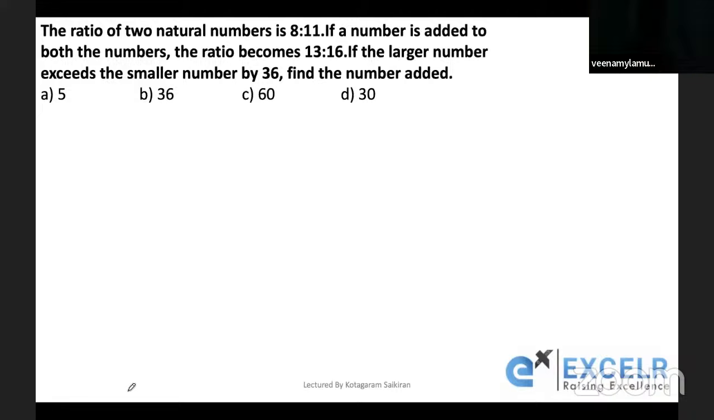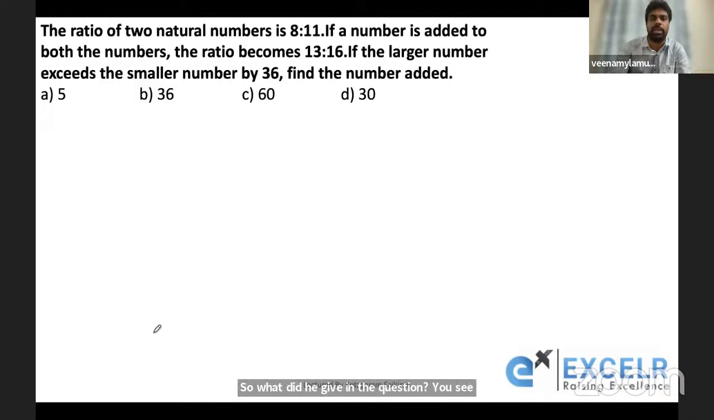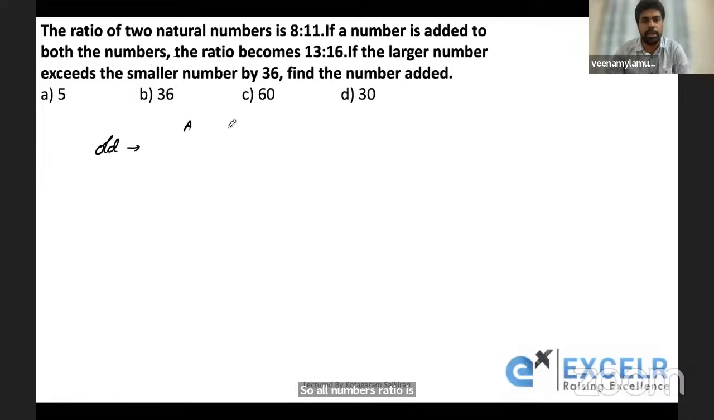So what did he give in the question? He says that the ratio of two natural numbers is 8:11. So the ratio of these whole numbers is 8:11. I'll assume that the numbers are A and B. The ratio of them is 8:11. If a number is added to both the numbers, the ratio becomes 13:16.